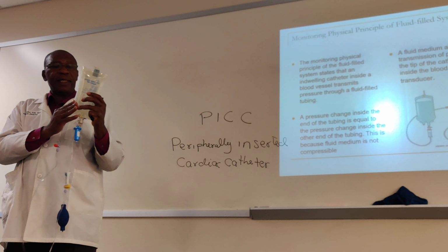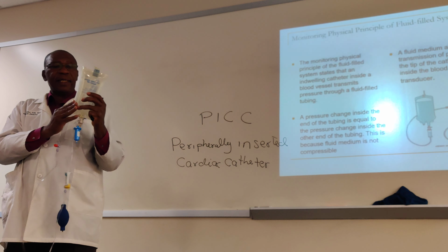A fluid medium allows the transmission of pressure from the tip of the catheter placed inside the blood vessel to the transducer. Now there is something called a transducer right here. This one here. That's the transducer. A transducer is a device that converts energy from one form to another.